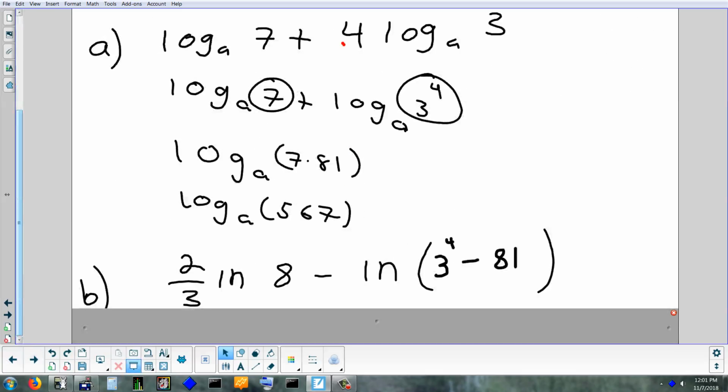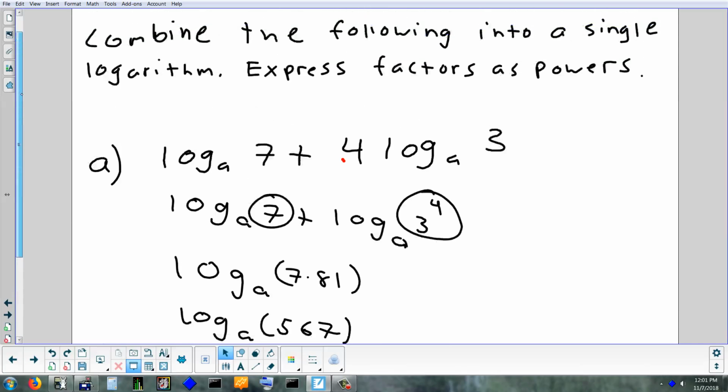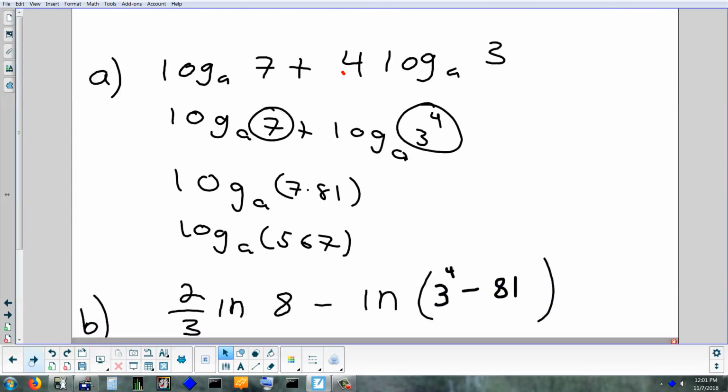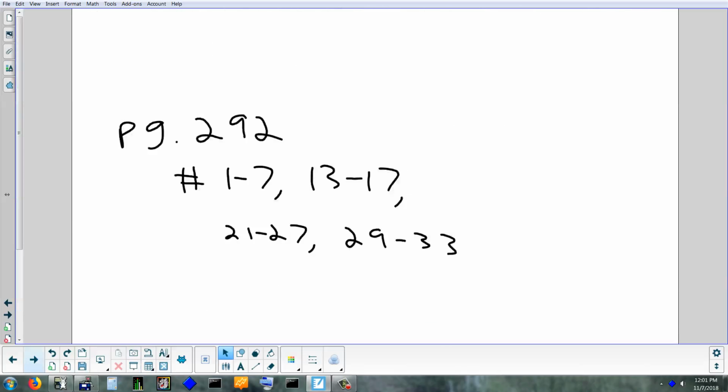Does anyone want to see the last? Do you feel like we need the last one? Okay, we can do more recombining if we need to. There's some in the homework. We can go over those tomorrow.